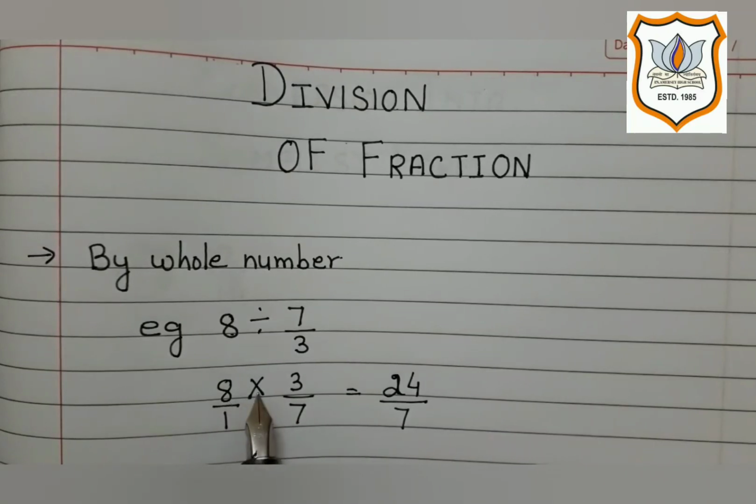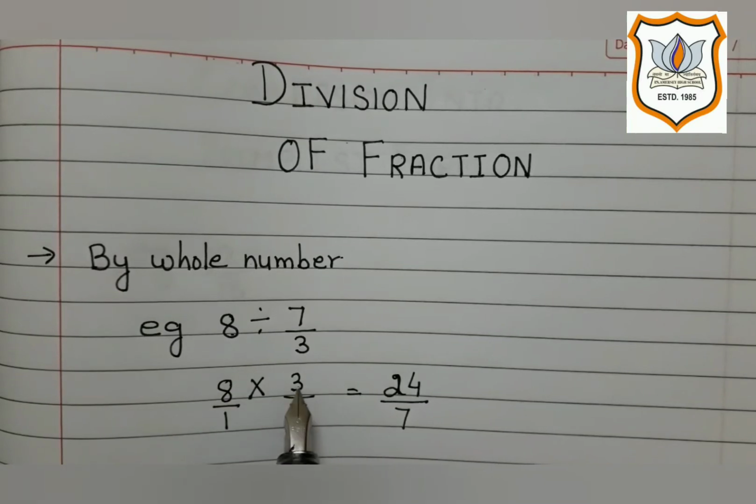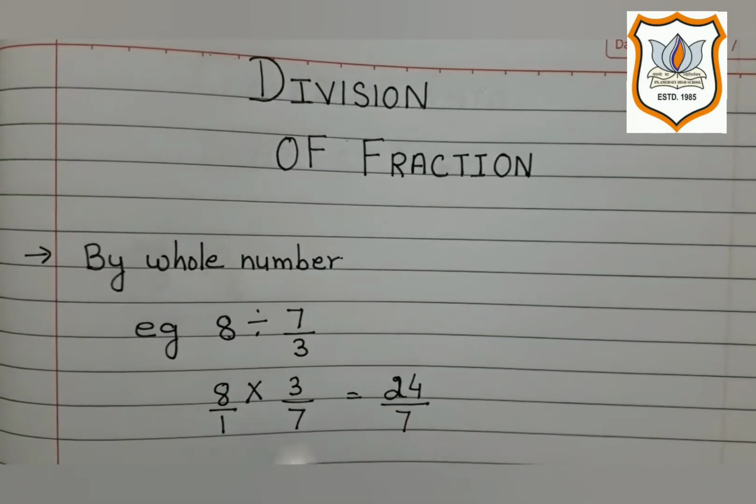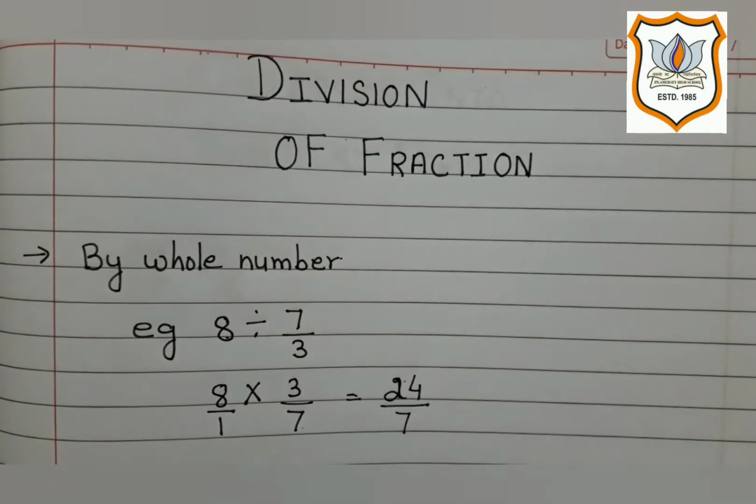So 8 into 3 upon 7, and then we put 1 under the whole number 8. And then just multiply 8 into 3, which is equal to 24, and 1 into 7, which is equal to 7. So the answer will be 24 upon 7.